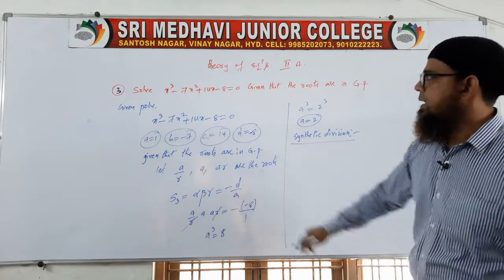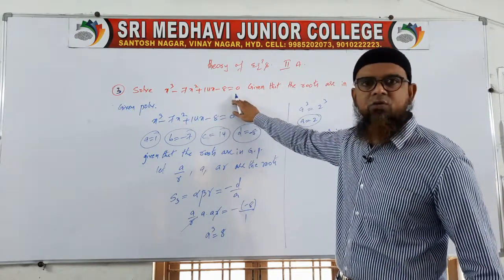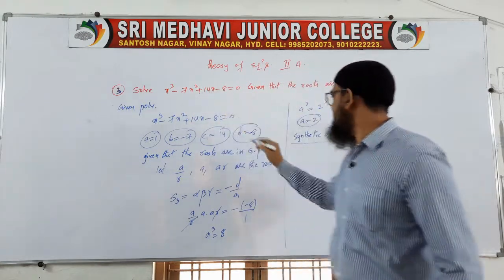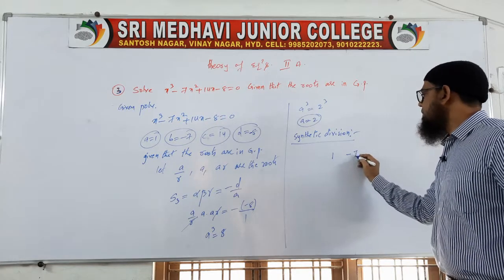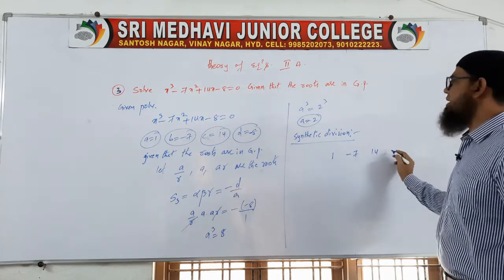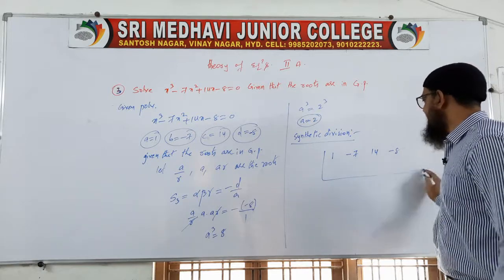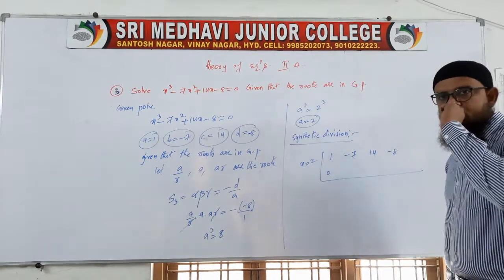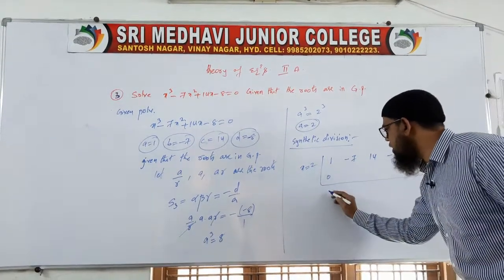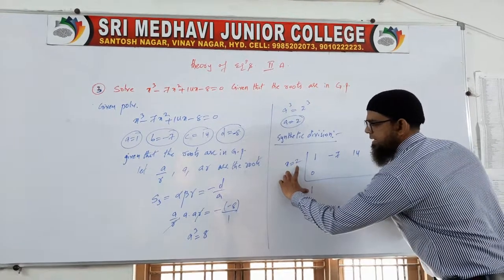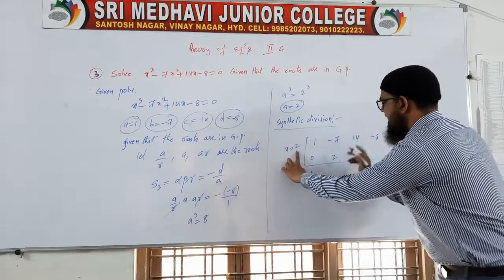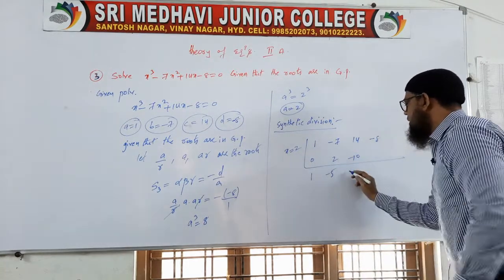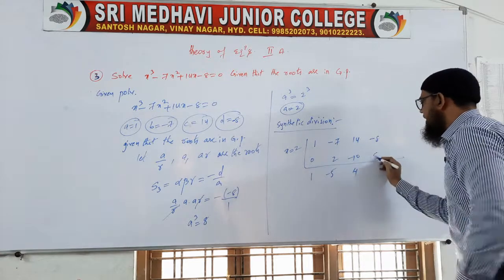See on the board, children, what are the coefficients that we have to write? What is the first coefficient here? 1. The next ones are minus 7, 14, minus 8. I am writing here 1, minus 7, the next one is 14, the next one is minus 8. Take a line like this. What is the root here? x is equal to 2. We have to add the numbers. 1 plus 0, 1. Multiply: 2 ones are 2, which you write down here. Add it, you will get minus 5. Multiply these two, you will get minus 10. Add it, you will get plus 4. 2 into 4, 8.